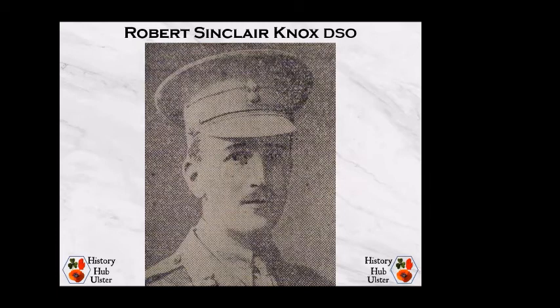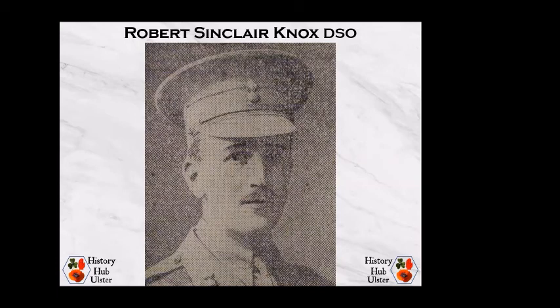The second bar to the DSO was reported in September 1918, and the citation read, "For conspicuous gallantry and devotion to duty, he held a position against superior enemy forces until relieved, and made dispositions which held up the enemy for a considerable time. He handled his men under heavy machine gun fire with coolness and skill, setting a fine example to all under him and inspiring them with confidence."